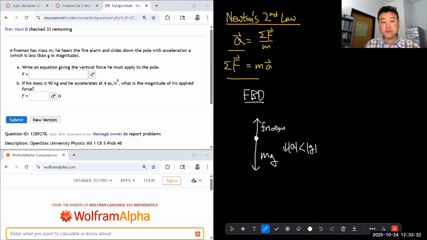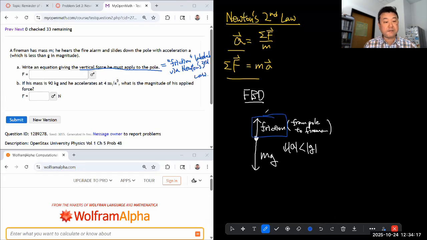This is also the vertical force that the fireman is applying to the pole. Technically, this force is from pole to fireman. That's why the fireman is slowing down. But through Newton's third law, the vertical force that the fireman applies to the pole is equal to the friction force. So I'm just going to calculate this and give that as my answer.